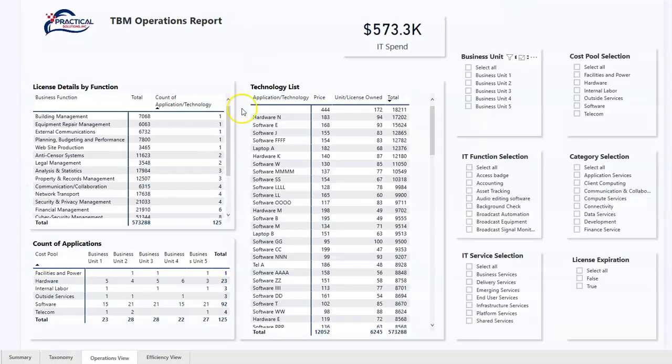The operations view is a pivot of application, license, and technology procurement data of the organization. On the right side are a number of filters allowing analysts and decision makers to quickly dive deeper into patterns or anomalies.